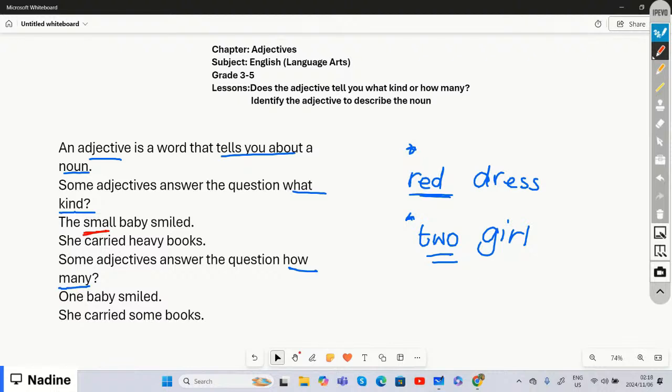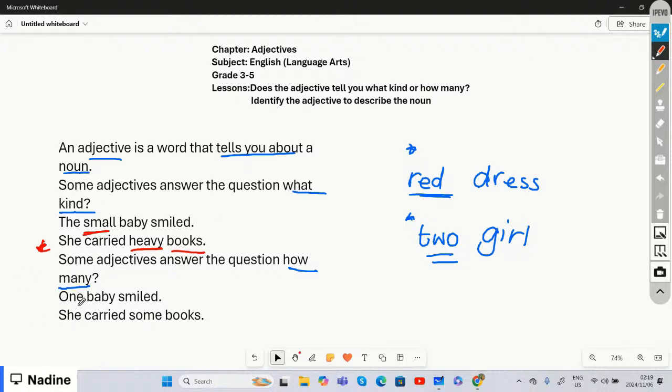All right. And it says she carried heavy books, which means that heavy is our adjective. Because what kind of books did she carry? She carried heavy books. So heavy is that word that tells us about our noun. And then we have adjectives that tell us how many there are of something.